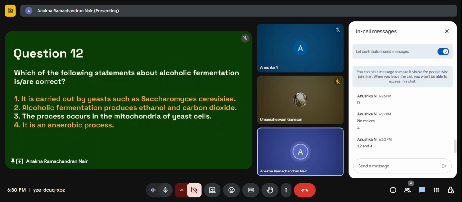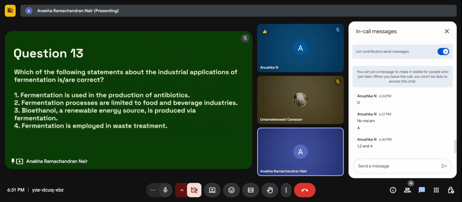So I'm assuming there are no doubts in this question, right? So I'll move on to question number 13. Question number 13 is which of the following statements about industrial application of fermentation is or are correct? There are four options given to you. Fermentation is used in the production of antibiotics. Fermentation processes are limited to the food and beverage industry. Bioethanol, a renewable energy source, is produced via fermentation, and fermentation is employed in waste treatment.